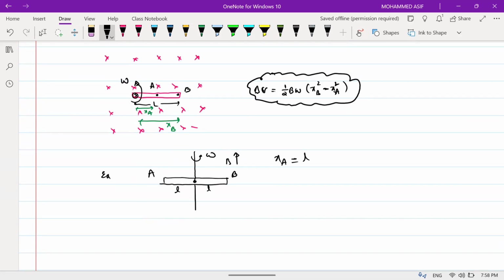L, from the axis. What is XB, beta? XB from the axis is how much for me? L. So what will be the potential difference? Delta V is equal to half into B into omega into L square minus L square. So the potential difference will be equal to 0. Am I clear?